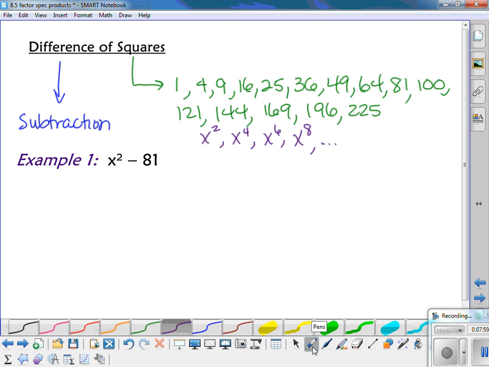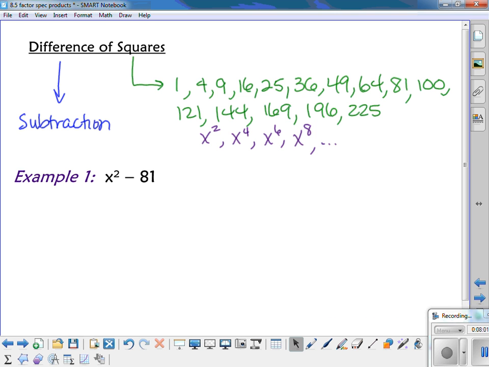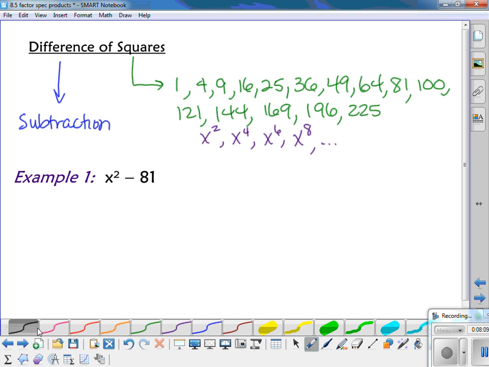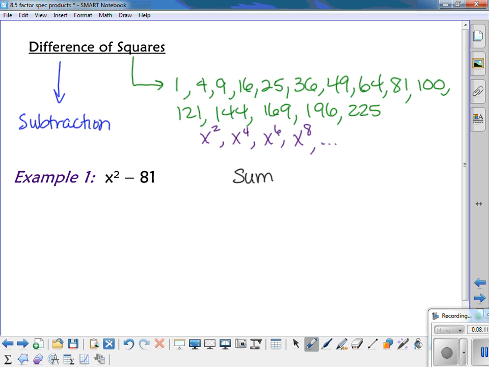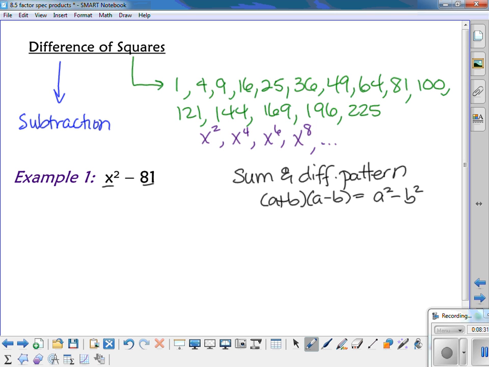And so if I have, for example here, x squared minus 81, and then just a reminder from before, and we talked about this while we were doing our 5-a-days, if I have a sum and difference pattern, that means I've got a plus b times a minus b, right? And that's when we ended up getting the difference of squares, a squared minus b squared. So now that's what we've got here, right? A squared minus b squared. So we're just going to go the other direction.